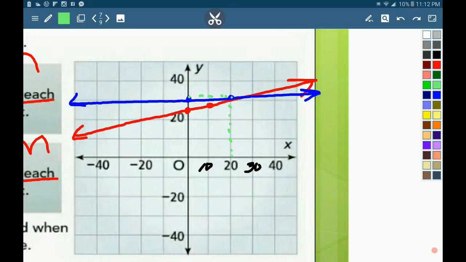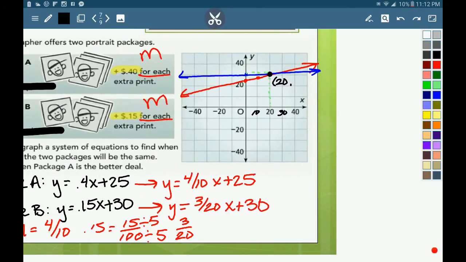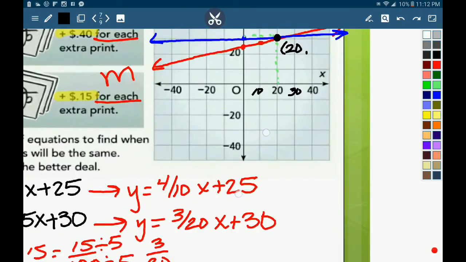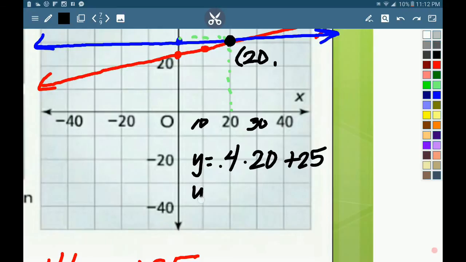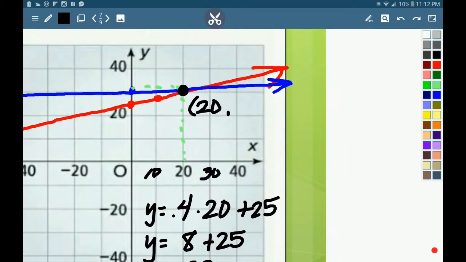So the way I'm going to come up with the actual point that I want to guess where they intersect is I'm going to say x is 20, and then I'm going to plug 20 into one of the two equations to make a guess at what the y would equal. So if I plug 20 into the first equation, I get y equals 0.4 times 20 plus 25. Well, 0.4 times 20 is 8. 8 plus 25 is 33. So I'm going to take a guess that this intersection point is (20, 33).